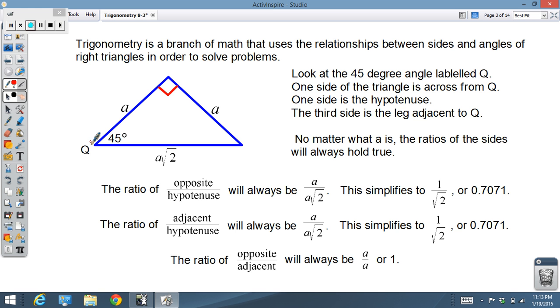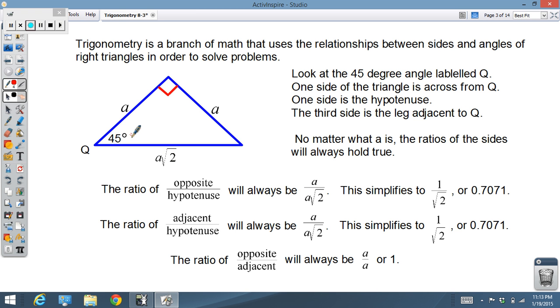All right. Let's look at this 45, 45, 90. And look at this angle Q. It's 45 degrees. We're going to isolate a couple different parts here. Now this is really important. Right angle here. That means this is the hypotenuse. Okay. Hypotenuse is down across from the right angle always. Alright, so that's the first thing we always have to pick up. Which one side is the hypotenuse?